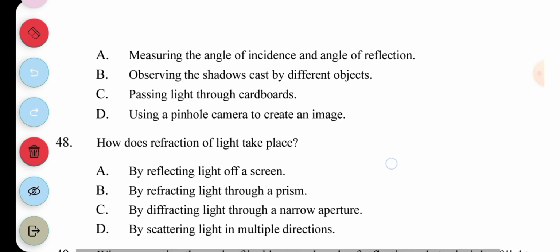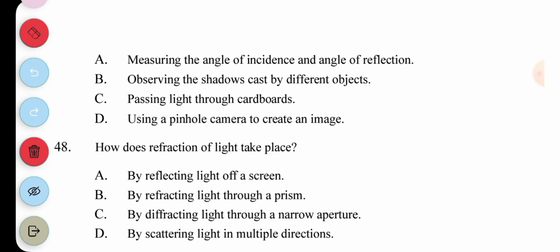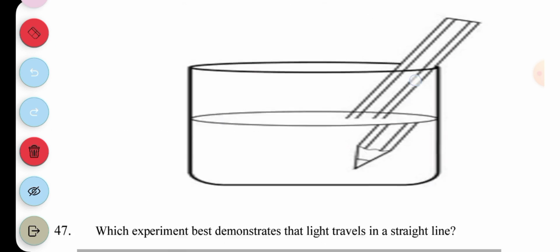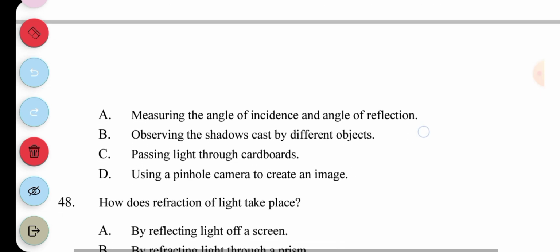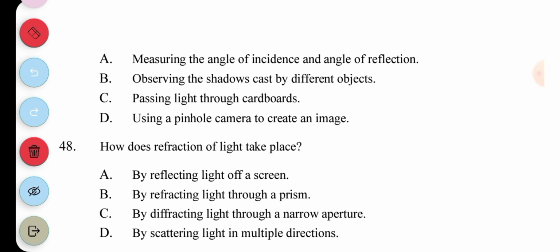48. How does refraction of light take place? A. By reflecting light off a screen. B. By refracting light through a prism. C. By diffracting light through a narrow aperture. D. By scattering light in multiple directions. The answer to question 48 is B. By refracting light through a prism.